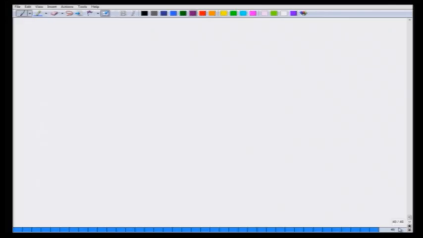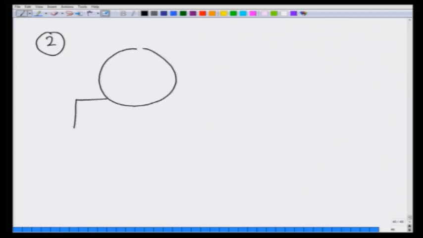Problem number 2. A point charge is located at a distance of 7 centimeters from the center of a grounded conducting sphere of radius 5 centimeters. So, I have a grounded conducting sphere, that means the potential is 0 on this, and I have a point charge q, which is located at a distance from the center which is larger than the radius of the sphere. Let the radius be capital R, and let this initial distance be r naught from the center. So, let me show it on the top. Let the distance from the center be r naught.